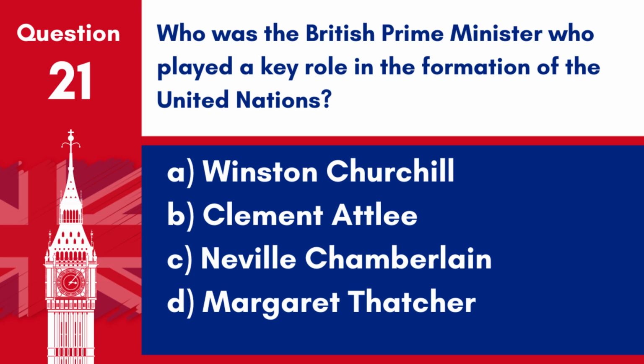Question 21. Who was the British Prime Minister who played a key role in the formation of the United Nations? A. Winston Churchill. B. Clement Attlee. C. Neville Chamberlain. D. Margaret Thatcher. Answer A. Winston Churchill. Winston Churchill played a key role in the formation of the United Nations, contributing to its founding charter and principles during and after World War II.